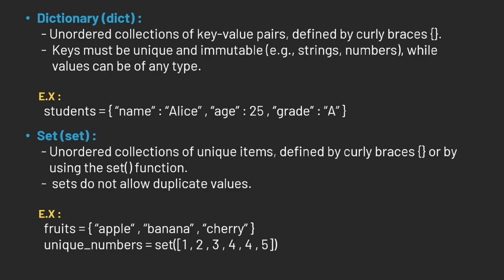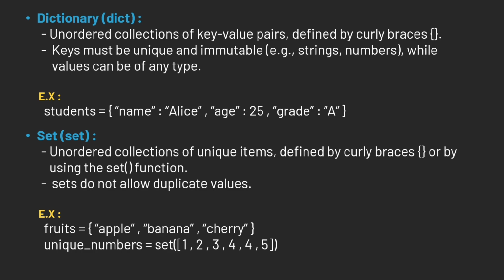A dictionary is declared using curly braces. Example of dictionary is given below. Here, name, age, and grade are keys, and Alice, 25, and A are their corresponding values.